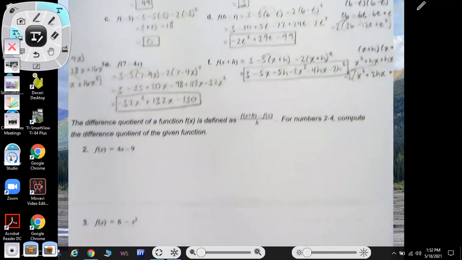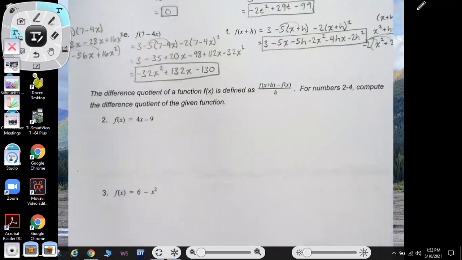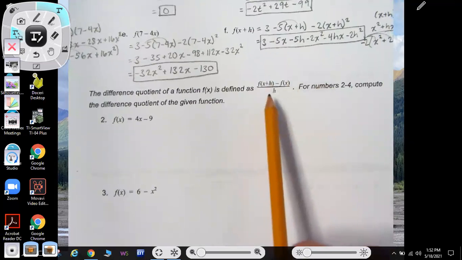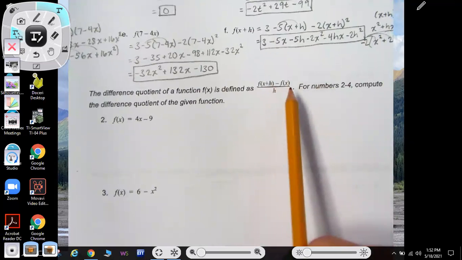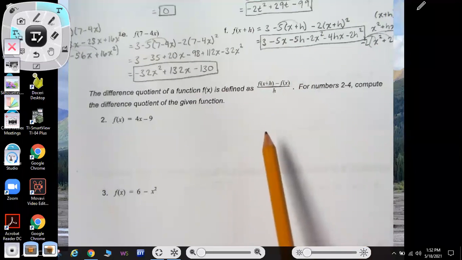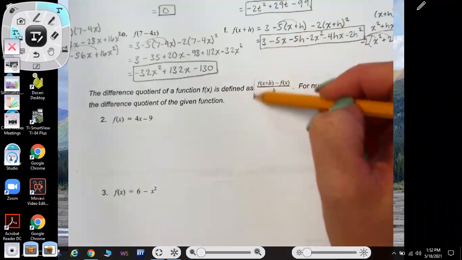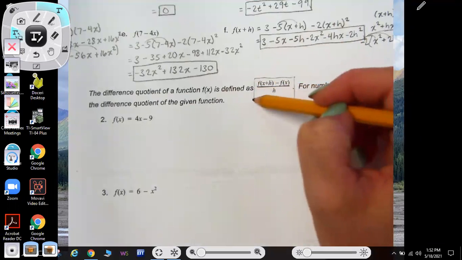Okay, for numbers 2 through 4, it says the difference quotient of a function f of x is defined as f of x plus h minus f of x over h. So for numbers 2 through 4, compute the difference quotient of the given function. So we're using this as a formula for numbers 2 through 4.